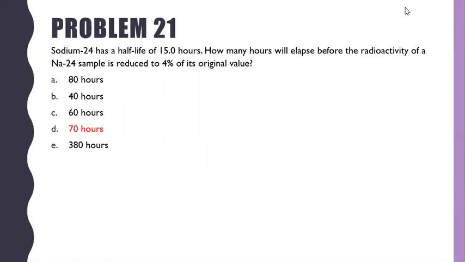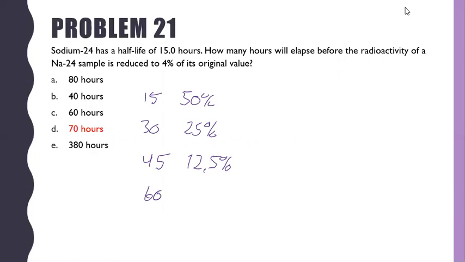All right, so we have sodium-24 with a half-life of 15 hours. How many hours will go before we get 4% of the original? So we might go something like this. After 15 hours, I would have 50%. After 30 hours, 2 half-lives, I would have 25%. After another half-life, that's 45, I would have 12.5%. After another half-life, that would be 60, I would have 6.25. I'm just dividing by 2 every time.